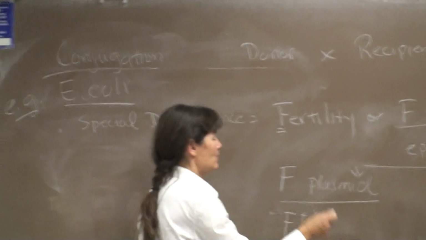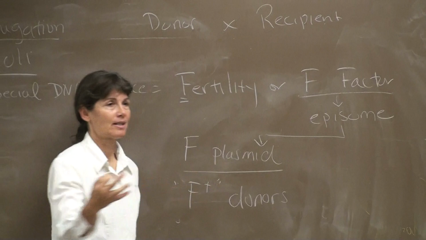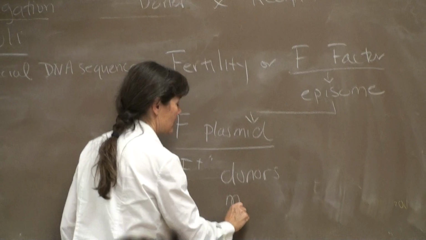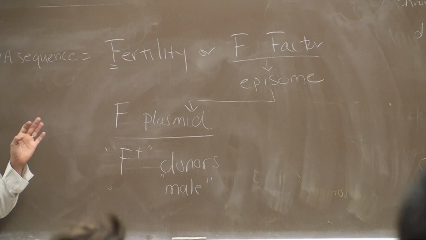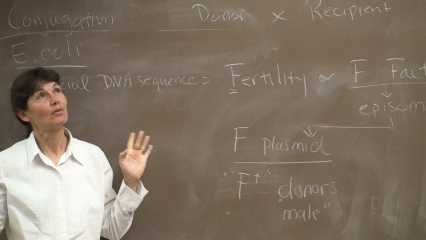And here's the bad news, you guys. They're called F plus donors. But again, as humans, you know how we're always trying to relate things to what we're aware of? Unfortunately, we sometimes call them male. Males. And remember, it's misleading because there's no true males and females in bacteria, but we do it because it helps us remember, because we're more familiar with that.